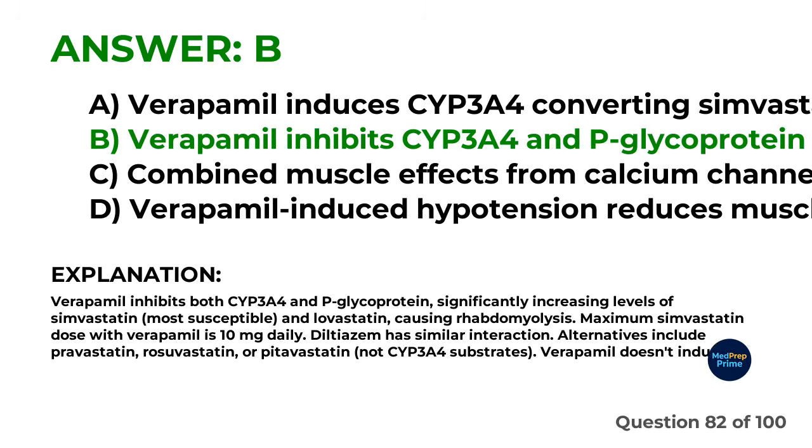Correct answer, B. Verapamil inhibits both CYP3A4 and P-glycoprotein, significantly increasing levels of simvastatin, most susceptible, and lovastatin, causing rhabdomyolysis. Maximum simvastatin dose with verapamil is 10 mg daily. Diltiazem has a similar interaction. Alternatives include pravastatin, rosuvastatin, or pitavastatin, not CYP3A4 substrates.